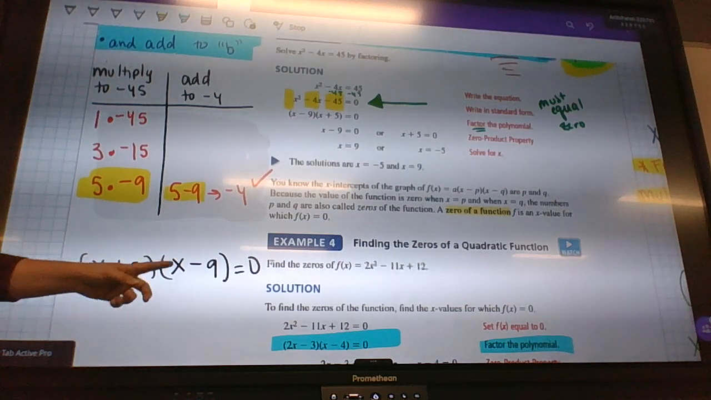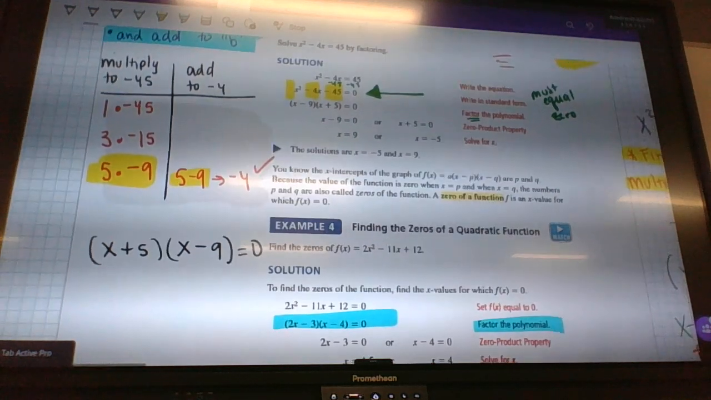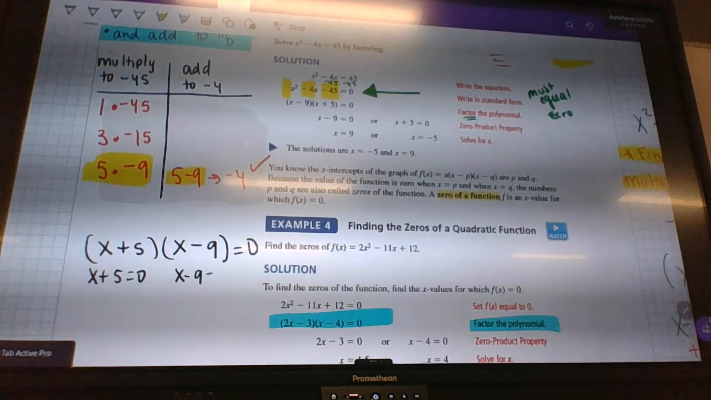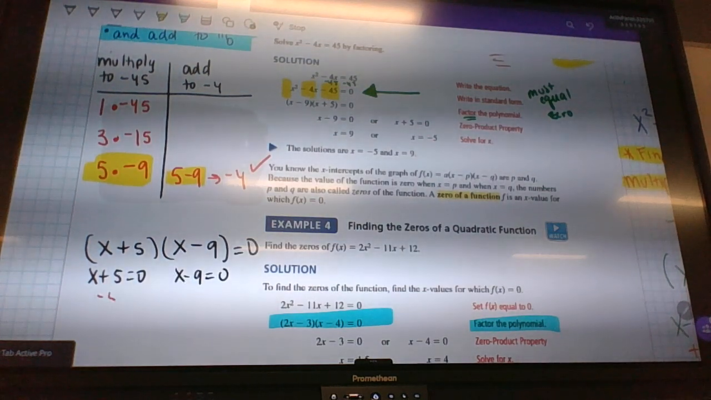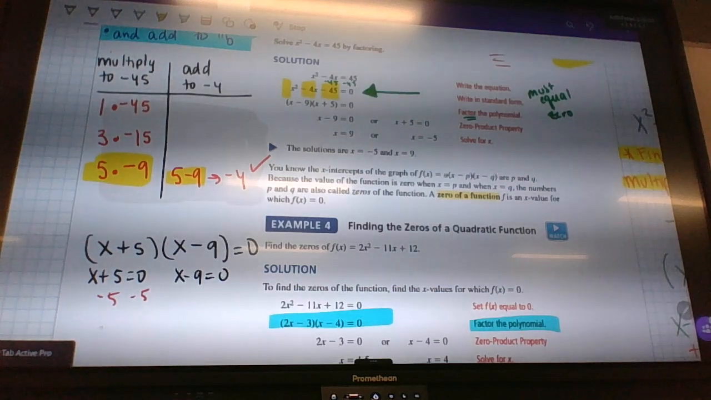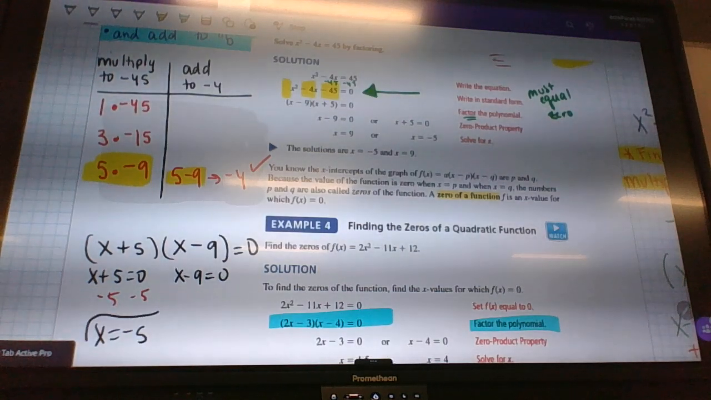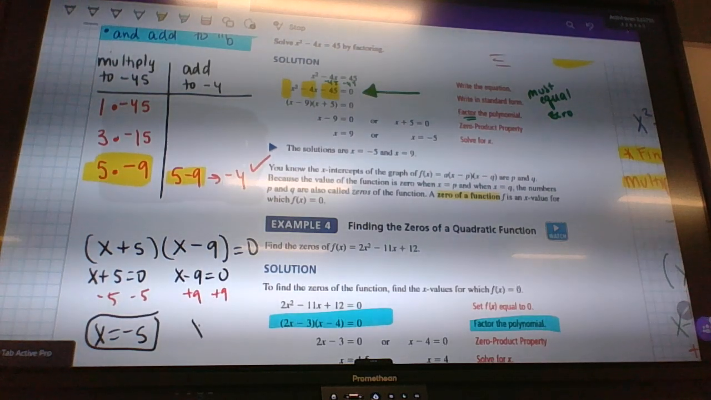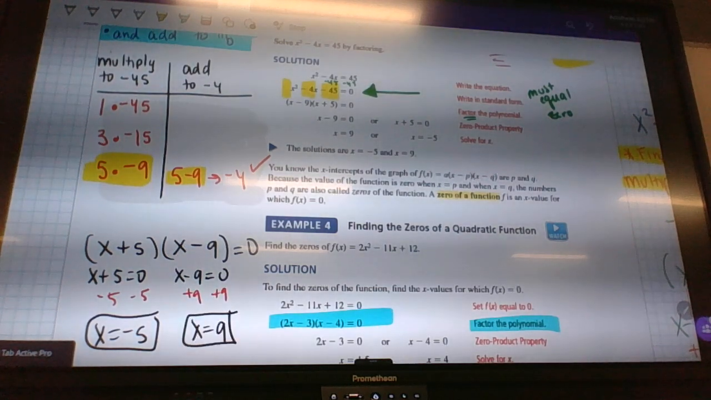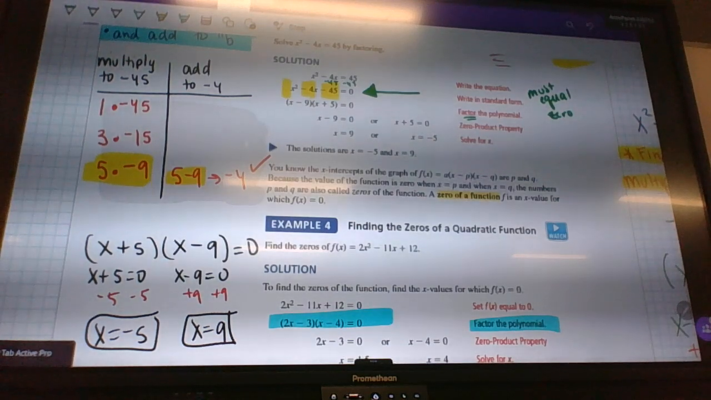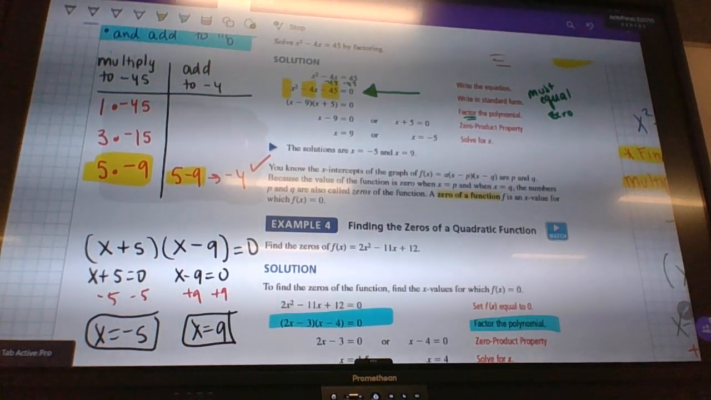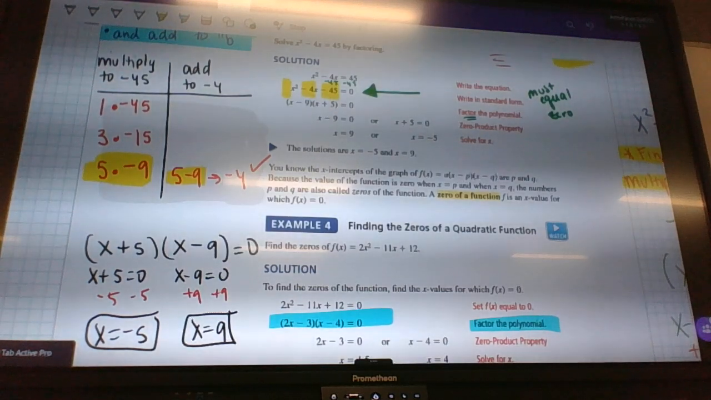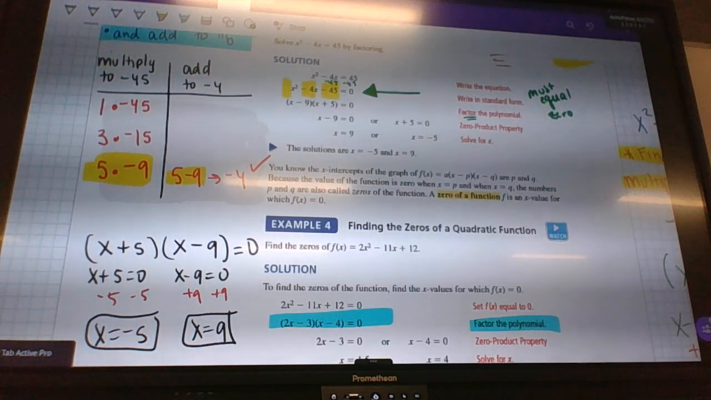One last step is to solve these little guys. So I'm going to do x plus 5 equals 0, x minus 9 equals 0. I call these little baby equations. And I get x equals negative 5. And I get x equals 9. And those are x-intercepts. So I think that's easier than graphing to find x-intercepts, and I definitely think that's easier than whatever's happening here in number 2.